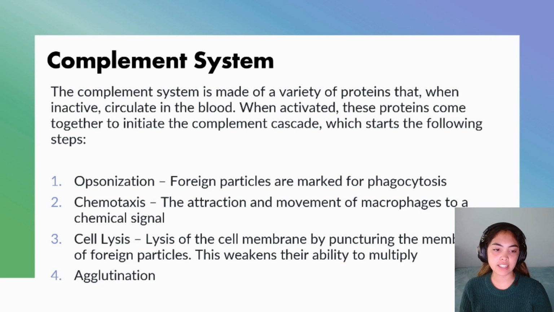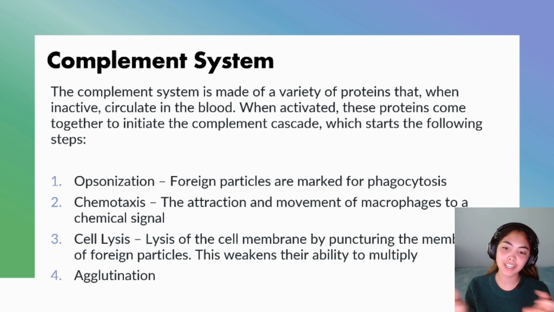Another protein is cell lysis. Lysis means that it is destroying the membrane of foreign particles by puncturing them. So it weakens them and, in a cell sense, makes them bleed out, even though cells don't have blood, they start spilling out all their insides, essentially, so that they are unable to multiply or reproduce because they are weakened.